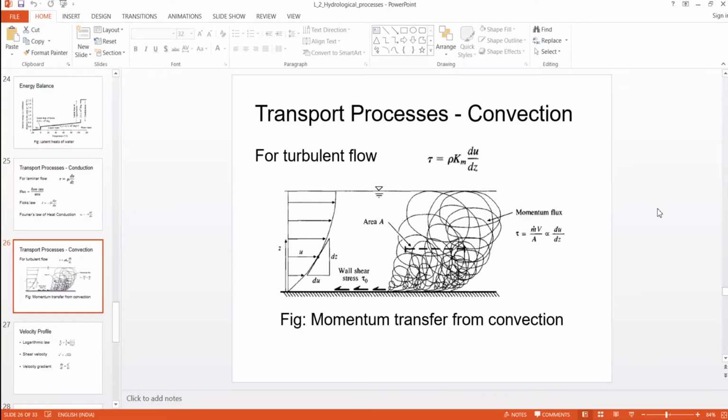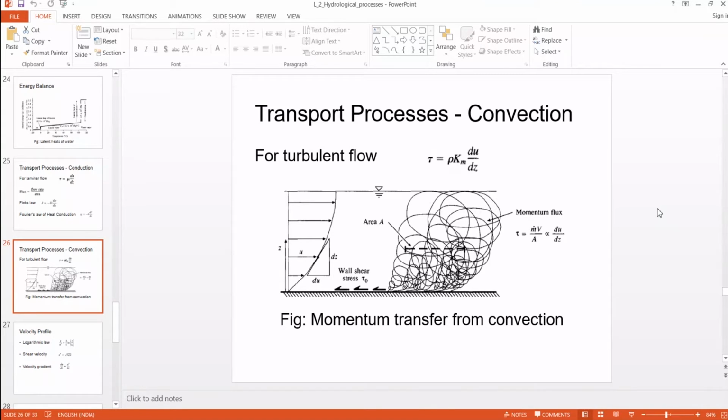Similarly, convection. In fluid flow, convection takes place due to turbulence. Turbulence is eddies. Suppose water is flowing in a canal or stream or river. If the velocity is high, what happens? A lot of mixing takes place. There are a lot of eddies. Eddy means it is kind of a vortex. So these eddies enhance the mixing. That is called convection.